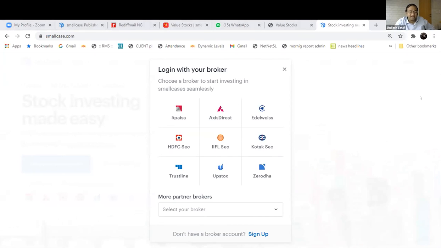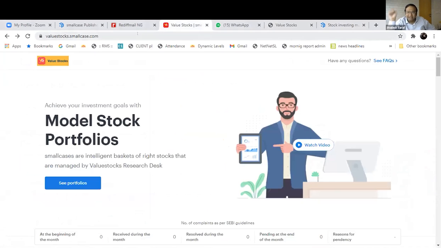So I'm sending a link. See the link. Vikas, send the link. See, this is the link. If you buy any future strategy from here, then you can straight away go to Zerodha and trade that in equal weightage instantly. Devanshu. Okay. Value stocks. Valuestocks.smallcase.com. Just go to valuestocks.smallcase.com, and you can trade with any of the 9 brokers instantly.